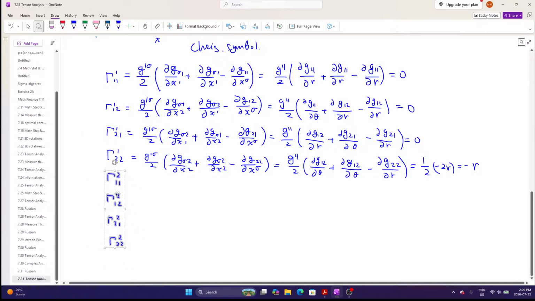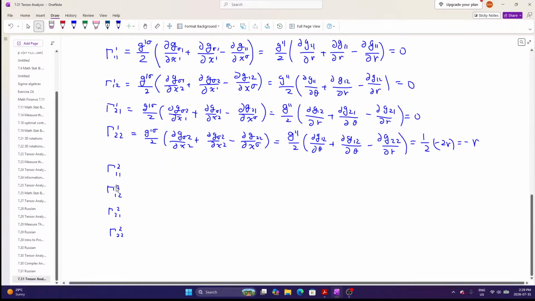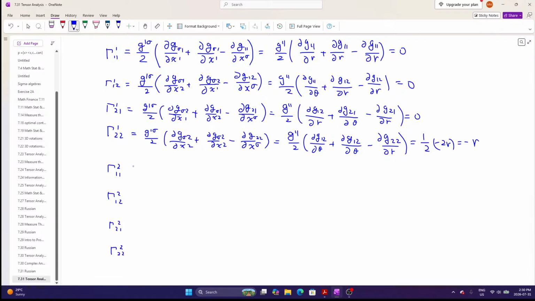Okay, so these four values with the upper index 2. Just follow the recipe here. g2 sigma, but really you just need g2 sigma over 2. Actually, can we be lazy and save this step? Actually, let's do it once. g2 sigma over 2.